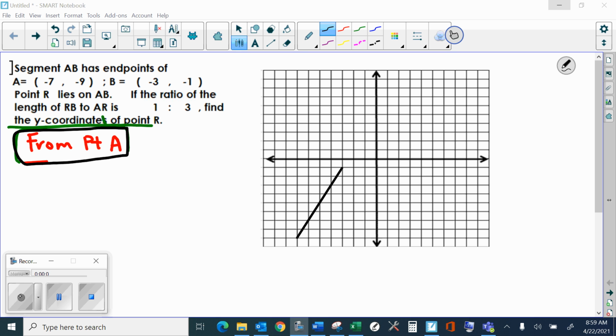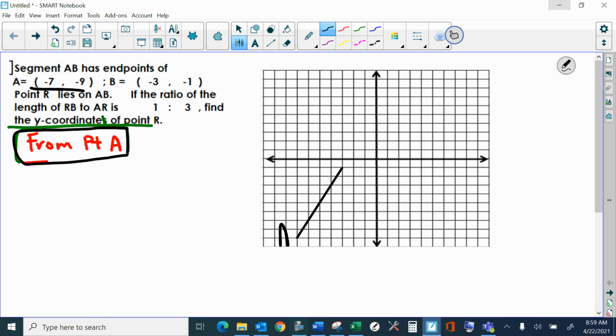Okay, students, I'm going to go over a second way of doing your directed line segments. And this might be easier for some of you, so you can do it this way as well. Just like before, we decide what point we're going to start from, either A or B. So I've decided to start from A. I plot the 2 points, -7, -9. There's A, -3, -1, B.